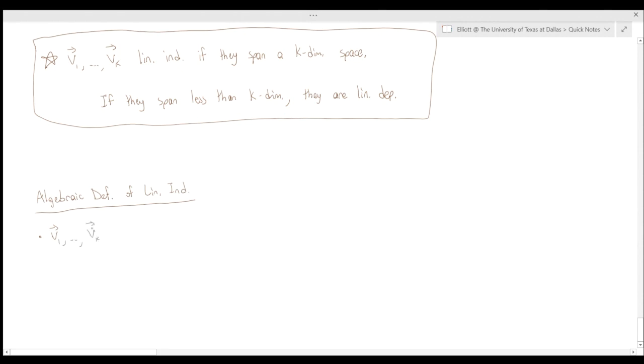We can say that V1 through Vk are linearly dependent if one of these vectors is a linear combination of the others. Then they would be linearly independent otherwise, meaning if none of them were a linear combination of the others.